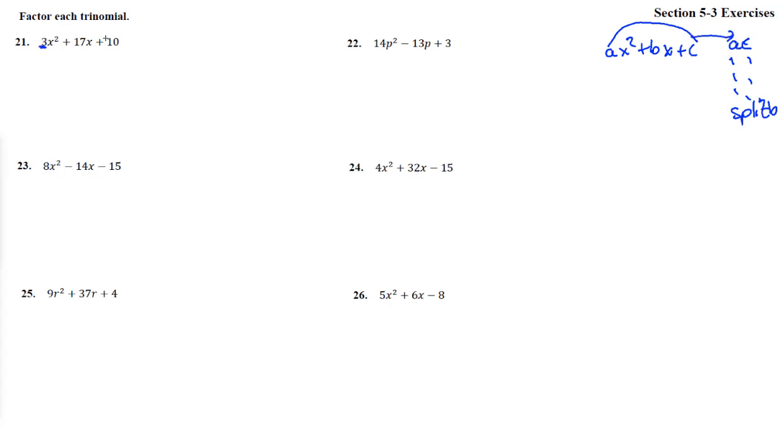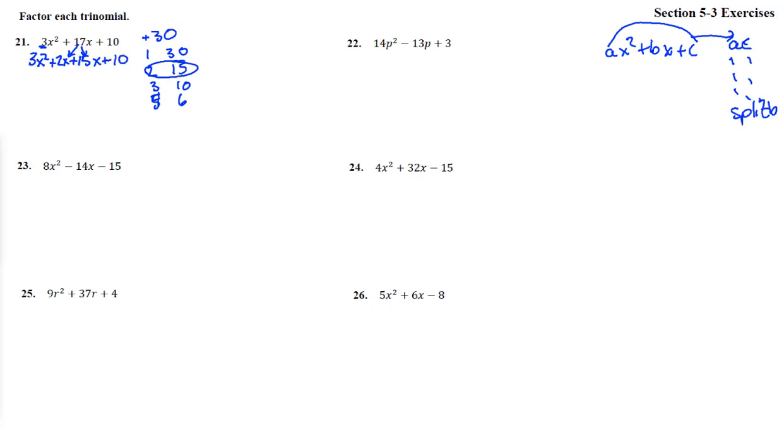So let's do that. 3 times 10 is 30. And then we look at all the factors of positive 30: 1 and 30, or 2 and 15, or 3 and 10, or 4, nope, not 4, 5 and 6. Do any of these add to 17? It is that one right there. So this is really 3x squared plus 2x plus 15x plus 10. That 17x came from a 2x plus 15x. So we uncombine terms into the right numbers to make this thing work.